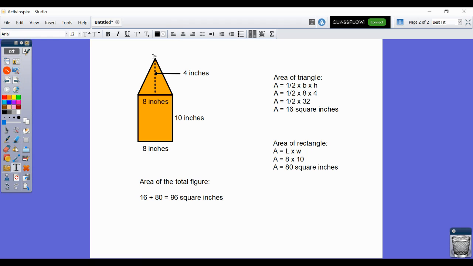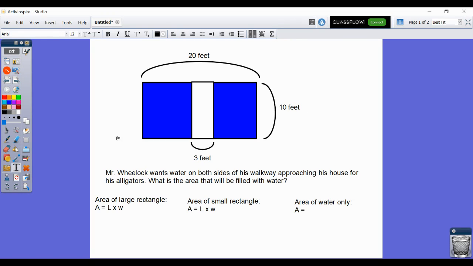Okay. All right, let's take a look at one more figure. Right here, we have a walkway that leads to Mr. Wheelock's house. Mr. Wheelock wants water on both sides of his walkway approaching his house for his alligators. What is the area that will be filled with water? So looking at the area that will only have the water.